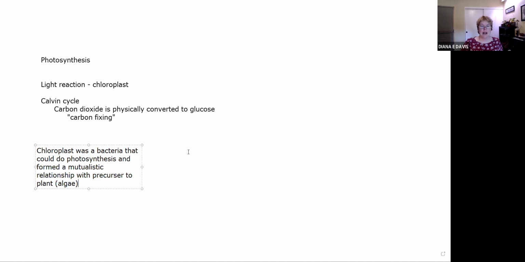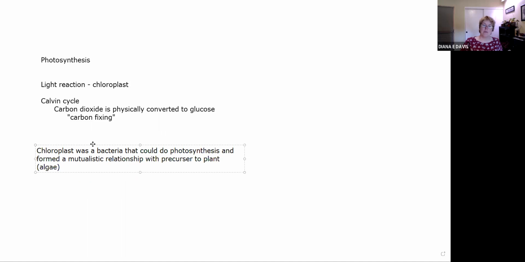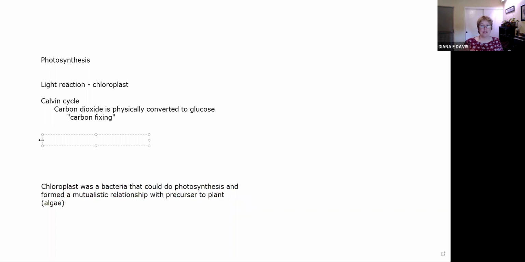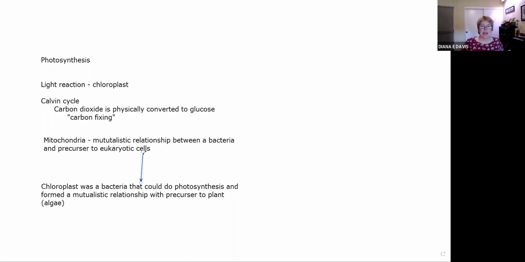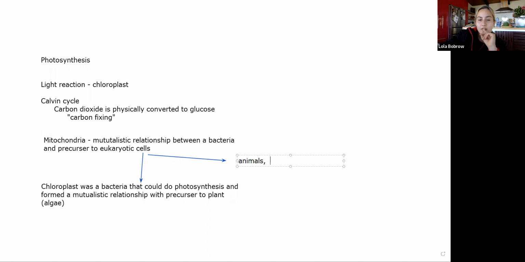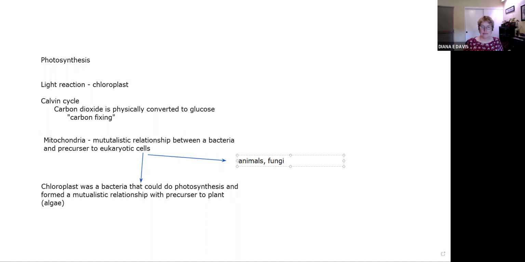The mitochondria did the same thing. Before the chloroplast did this, the mitochondria had previously done this. Remember, the mitochondria was a mutualistic relationship between a bacteria and a precursor to eukaryotic cells. Some of those eukaryotic cells became plants. Others became other organisms, but this is talking about the ancestors of plants. So the mitochondria came first, and plants have both the chloroplast and the mitochondria.